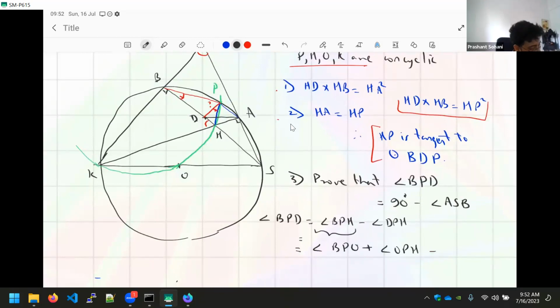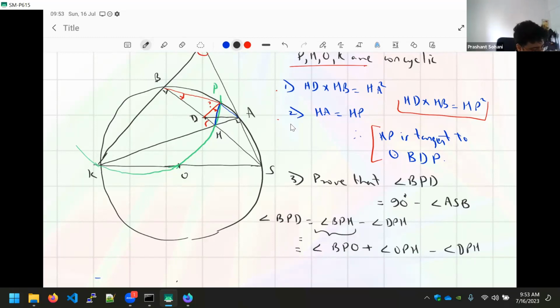And the other angle DPH will remain as it is. In fact, that other angle DPH we can also manipulate, but we'll come to that later. So we'll first finish the calculation of this first angle, angle BPO plus OPH. Okay. So what can we do next?